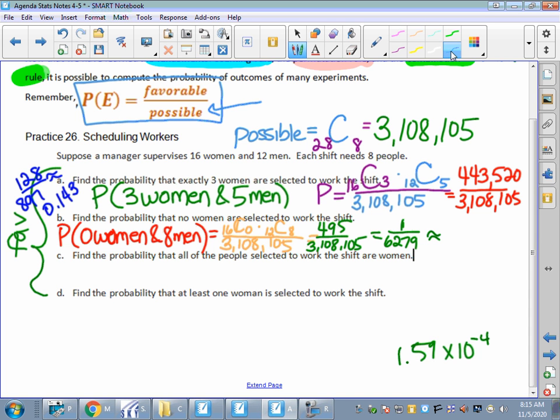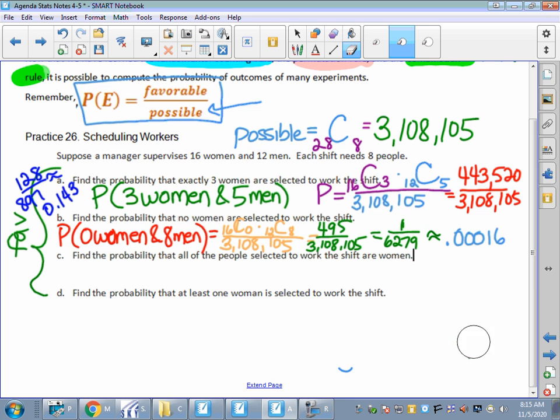Remember that negative 4 tells you to move the decimal 4 places to the left. So it's going to be approximately 0.00016. That's such a tiny decimal, highly unlikely, by the way, because it's so close to 0. But I think 1 over 6279 just looks better. It's a little bit easier to see, to understand. Not a very good chance that no women are selected, especially since there's more of them, right?